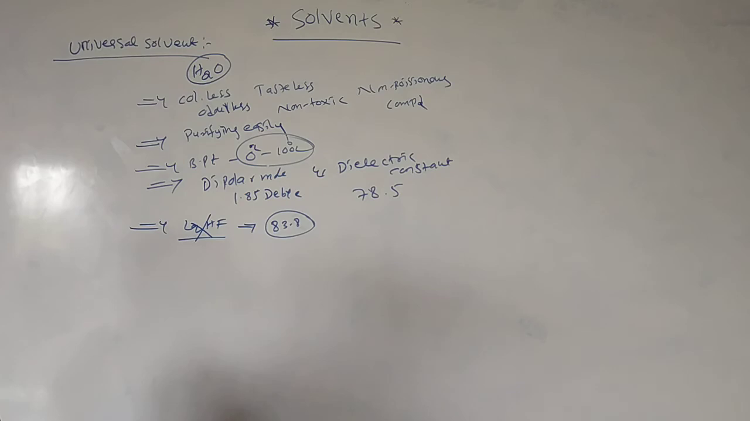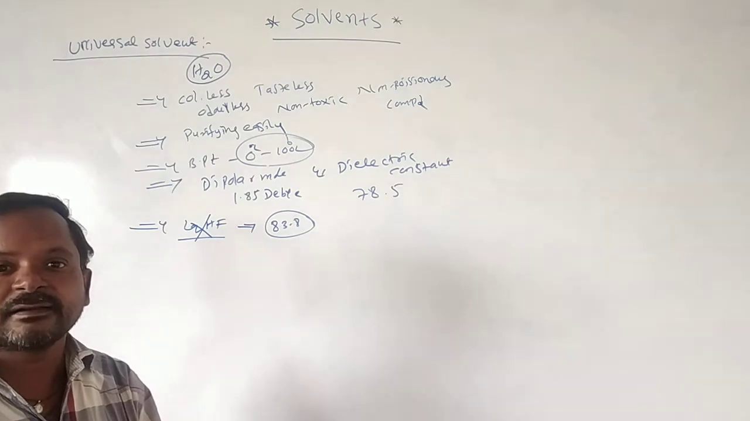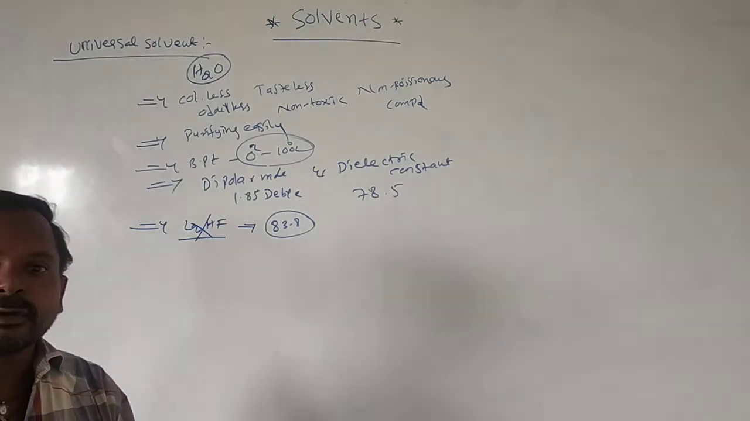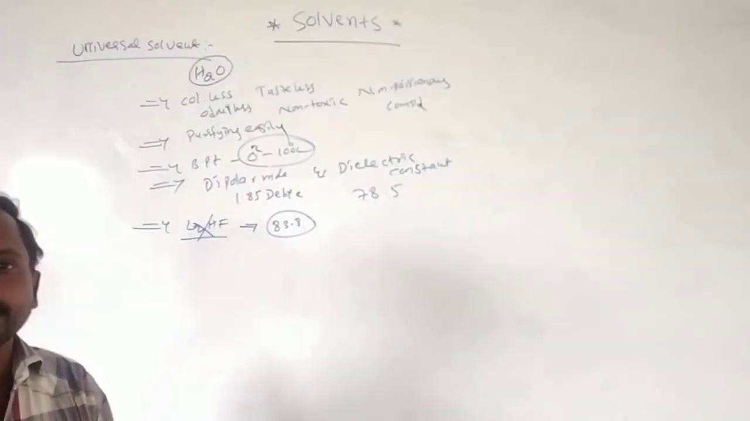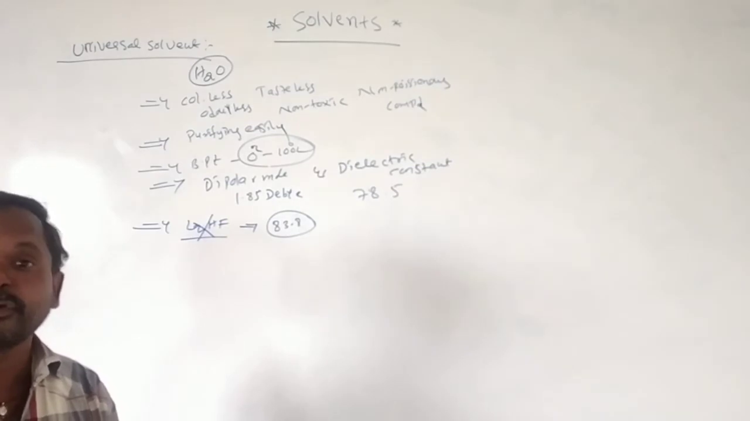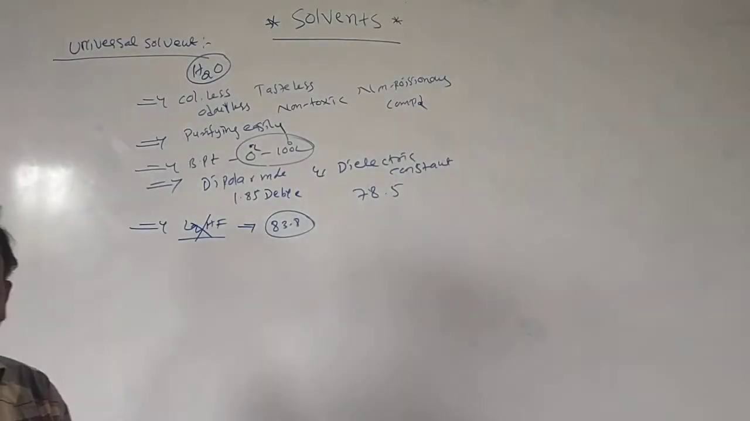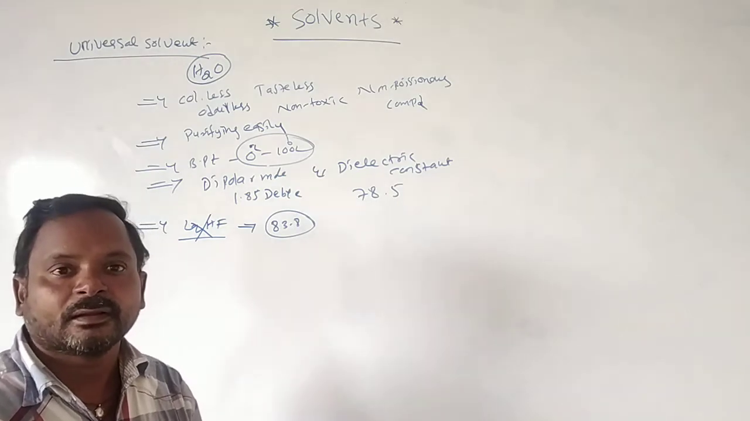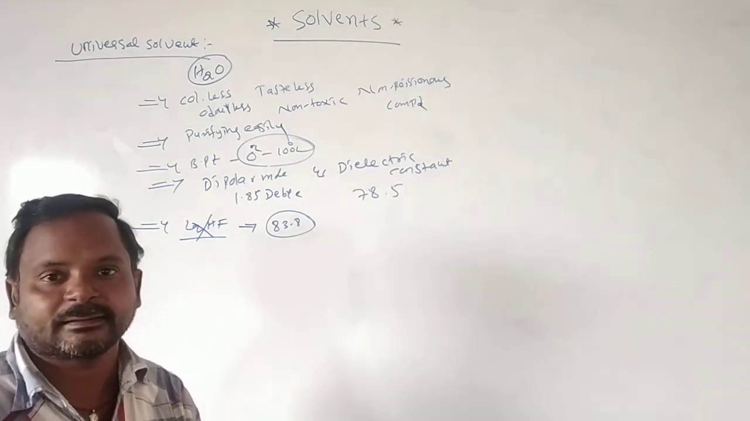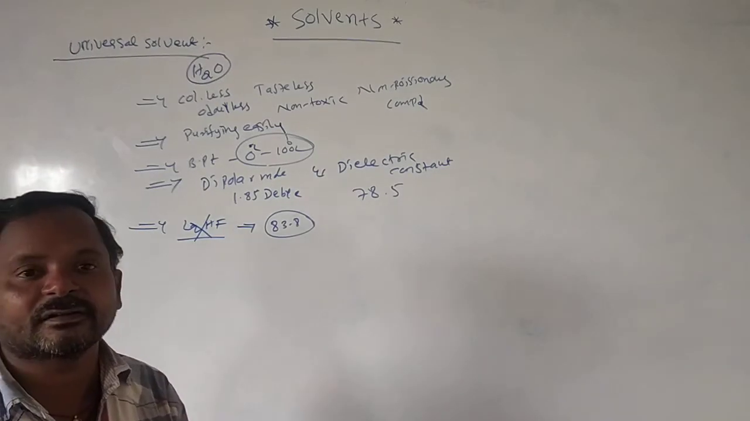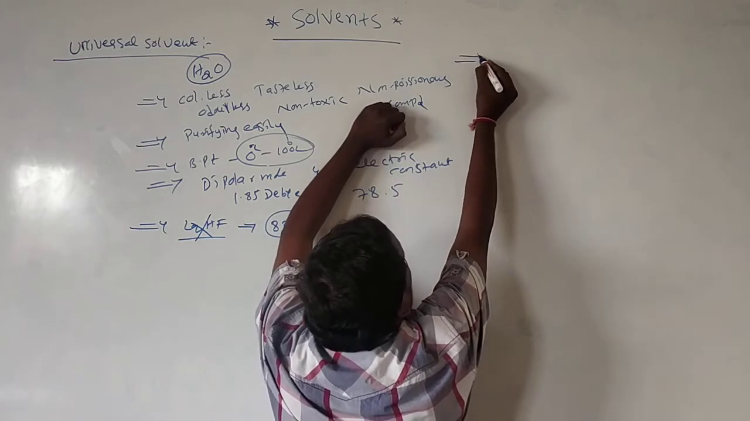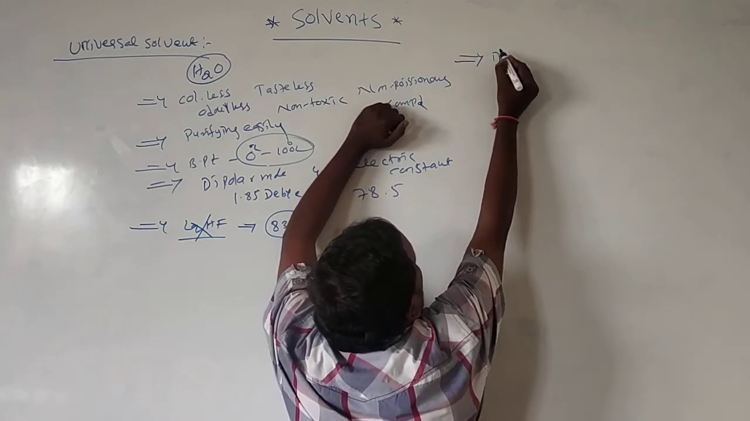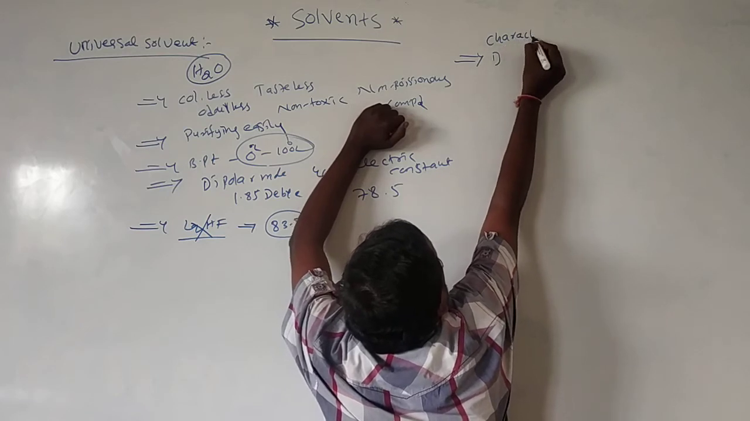This is about the universal solvent. And protic solvents, aprotic solvents, polar solvents, non-polar solvents. Suppose polar solvents: aprotic polar is there, protic polar is there. Aprotic polar means DMF. Protic polar means water. These are the best examples for solvents. And every solvent has some characteristics.